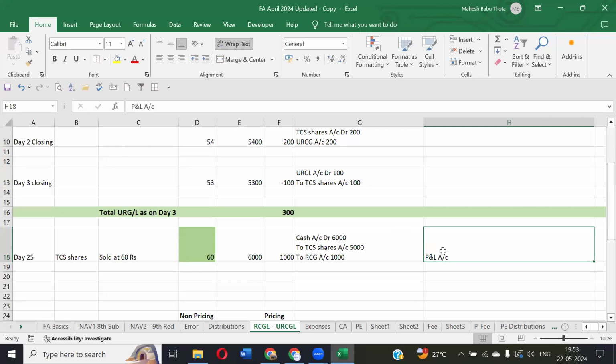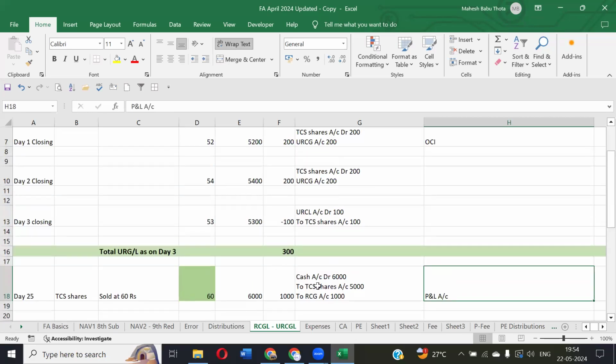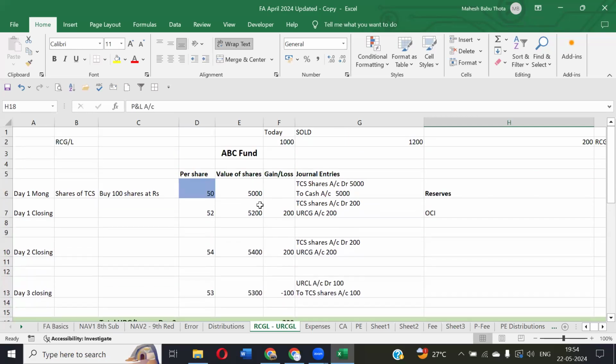Definitely you may get a question like this from the HRs or recruiters also. How you will treat, where you will show this realized capital gain, unrealized capital gain. Only realized capital gain, we have to show it in the profit and loss account. If it is an unrealized gain, then we have to disclose it in the balance sheet under other comprehensive income. There is a category called other comprehensive income. In this category, we have to show it there. Understood? Everyone understood, guys?